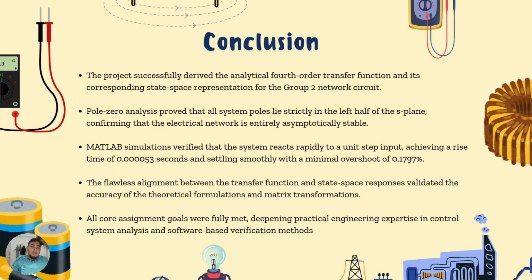Firstly, the project successfully derived the analytical fourth order transfer function and its corresponding state space representation for the group 2 network circuit. We did the calculation for the circuit given, then pole zero analysis proved that all system poles lie strictly in the left half of the S-plane, confirming that the electrical network is entirely asymptotically stable. So after we did the calculation, we got the poles at the left half of the S-plane.